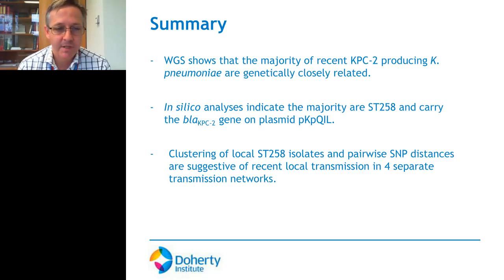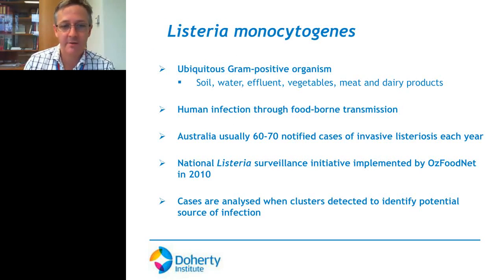The summary is that the genomics shows the majority of the recent bacteria out in Melbourne are closely related. They have a particular type of resistance gene, and there appear to be 4 transmission networks. This has allowed the public health branch of the government to investigate further and implement some interventions to prevent further transmission. So that's an example of a drug-resistant bacteria.